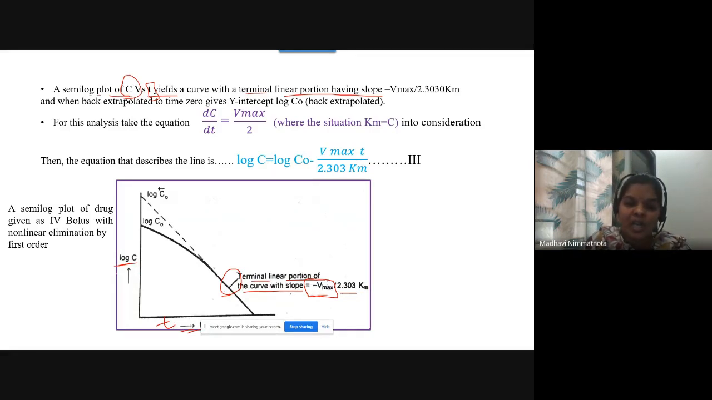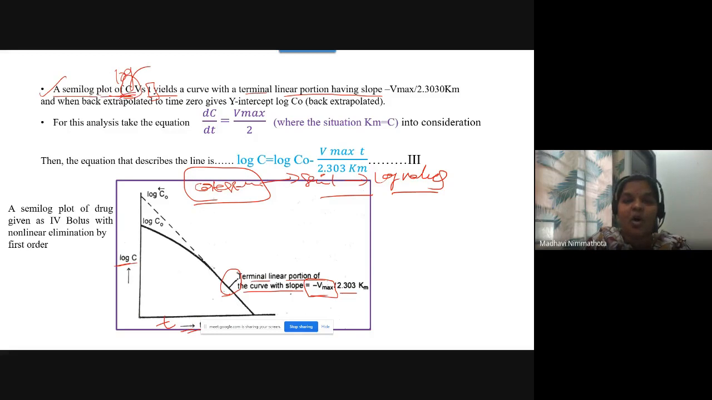So here you will take this log C. This is a normal graph, that is a Cartesian graph. When you take a semi-log graph, you take the log values directly. So here you are going to use a semi-log plot, taking log C values, log concentration values, versus T. T is the normal time values. So the slope is minus Vmax by 2.303 Km.